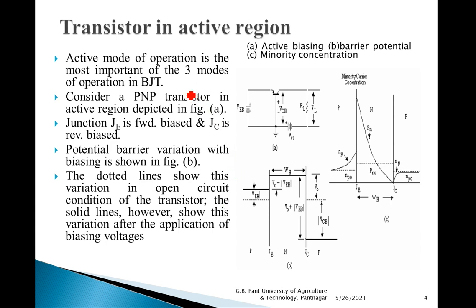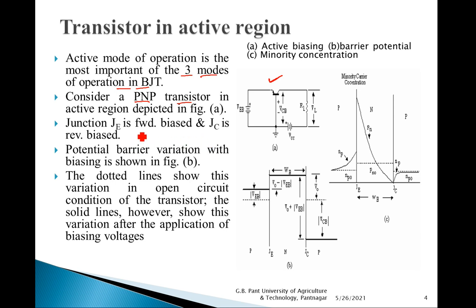So coming to the active region operation of the BJT, this active region operation is one of the most important amongst the three modes of operation of BJT. So it's worth discussing this operation mode. Mainly we can describe this operation of BJT using this figure, and for this purpose we'll be considering a PNP transistor.